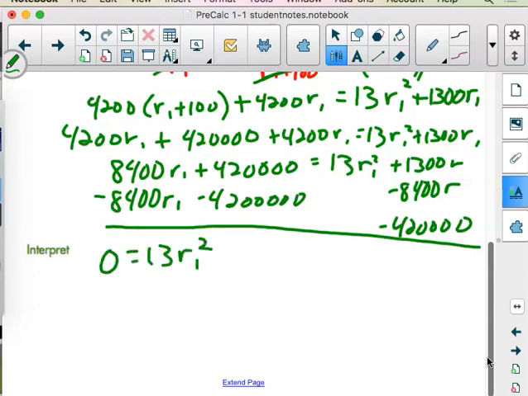So we'd have the 1,300R minus the 8,400R, which would be negative 7,100 R sub 1. I dropped my R sub 1 there. And minus 420,000. All right. So now, this one is not going to be fun to factor.